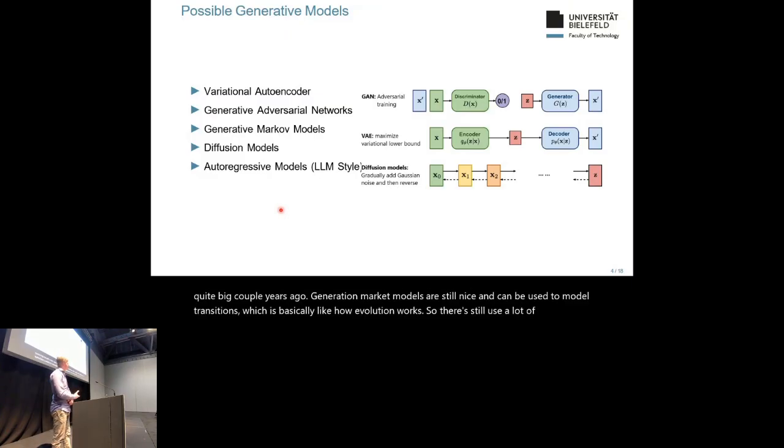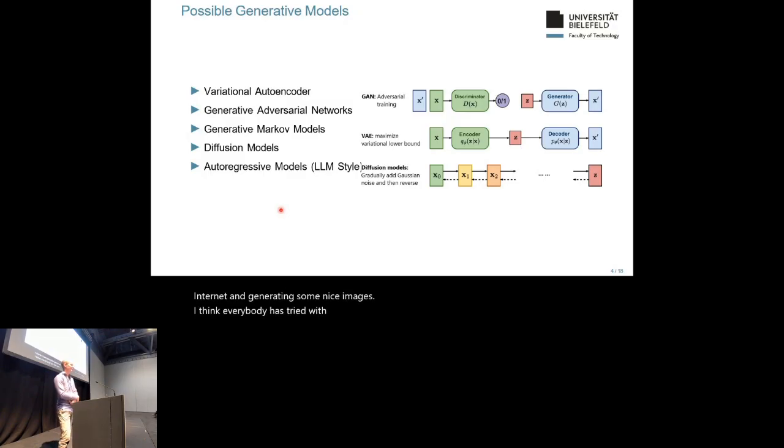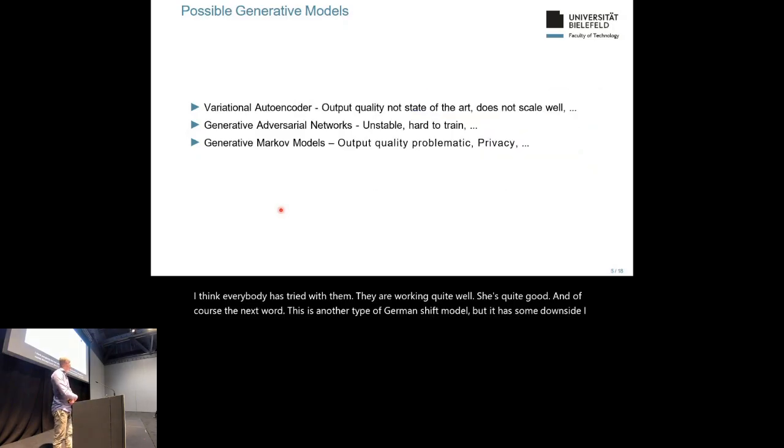But I would say state of the art by now is diffusion models. I think most of you have used them, playing around on the internet and generating some nice images. Everybody has tried it and they work quite well. The quality is quite good. And of course, there are LLMs, autoregressive models in the LLM style, always predicting the next token, the next word. This is another type of generative model, but it has some downsides. I will go into why we chose what we did choose, like the title already suggested, the diffusion model.